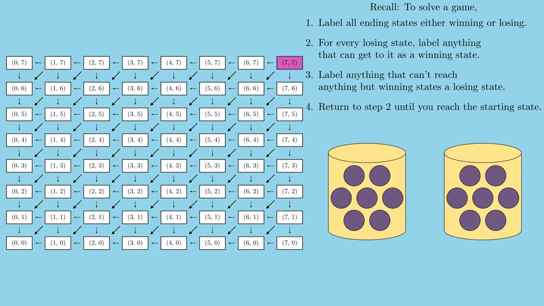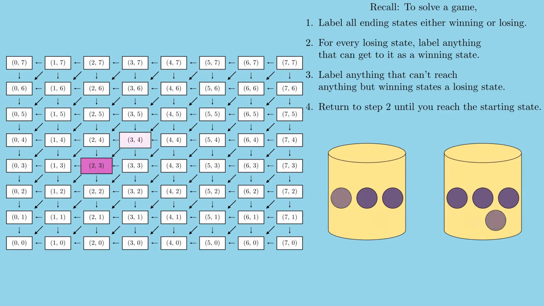What are the moves on this grid? Removing from the left pile is the same as moving to the left. Removing from the right pile is the same as moving down. And removing from both at the same time is the same as moving down left diagonally.